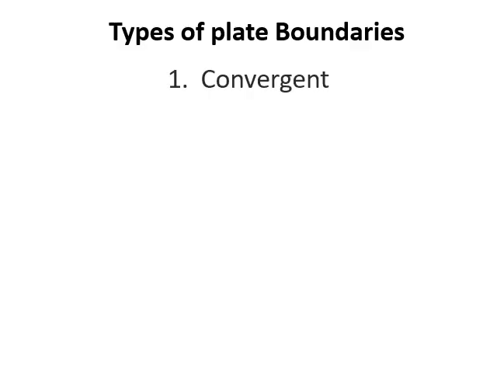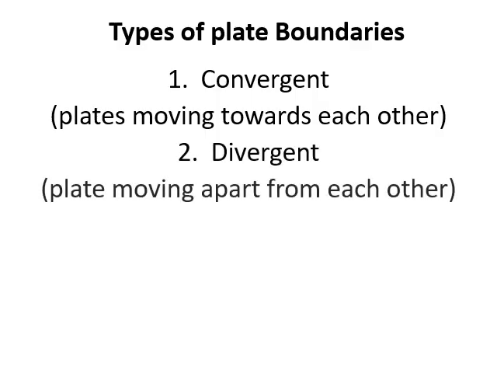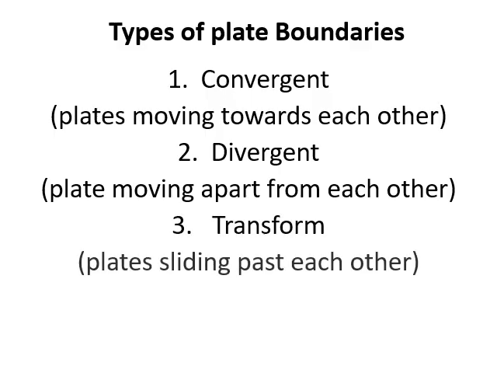The first is called a convergent boundary. To converge means to come together. So a convergent boundary is where two plates are moving towards each other. A divergent, where you diverge, you're going away from one another. So a divergent boundary is where plates are moving apart. A transform boundary is where the plates are not moving towards or away from each other, but they're sliding past each other.